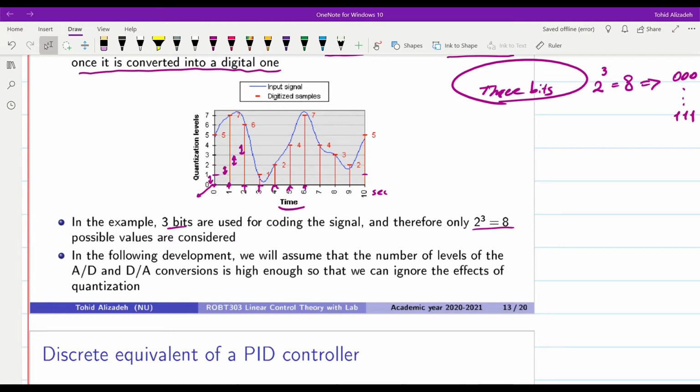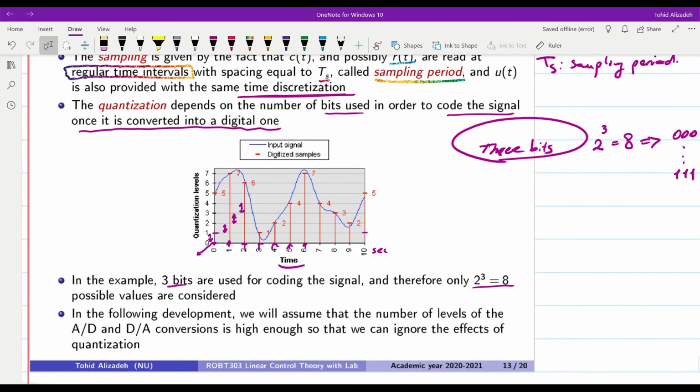As the number of bits increases, we will have a more precise reading. If we have 2 to the power of 3, which is 8, we have 8 possible values to be considered. If we have, for example, 5 bits, then 2 to the power of 5, or 32 possible values, will be considered. And this means that the precision of our reading will be increased. So as the number of bits increases, our precision will increase.